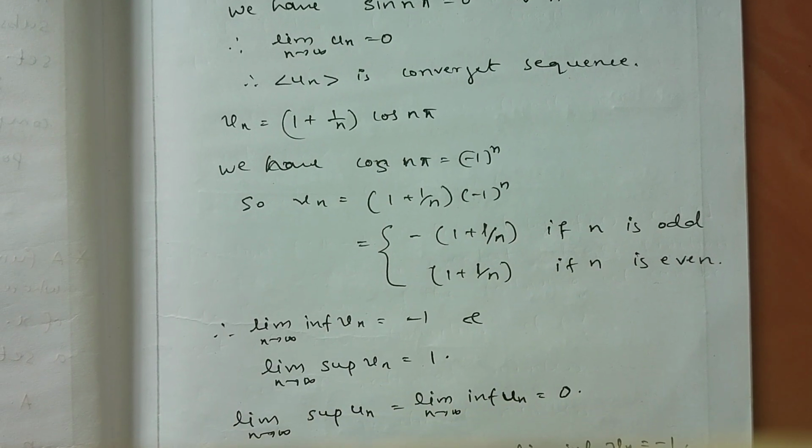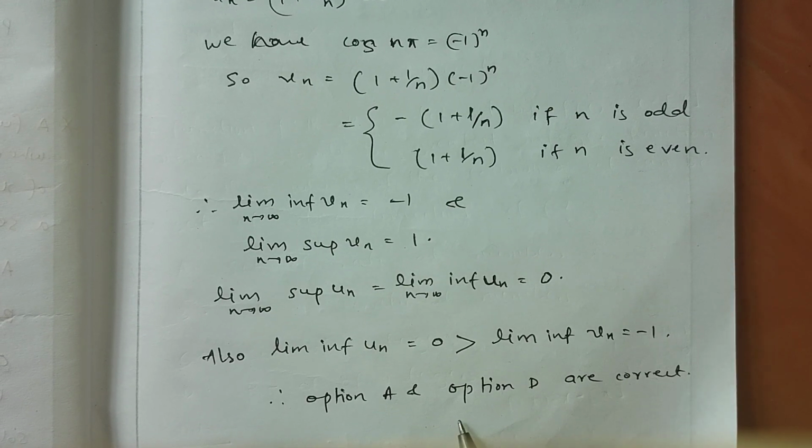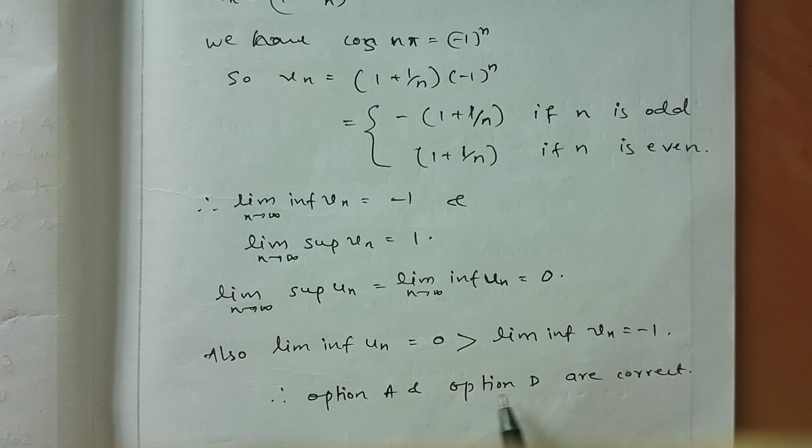And last, the limit infimum of u_n, which is 0, is greater than the limit infimum of v_n, which is −1. So, option D is correct. Options A and D are correct.